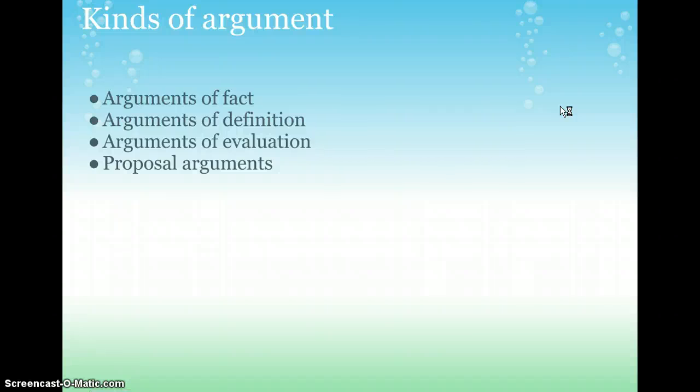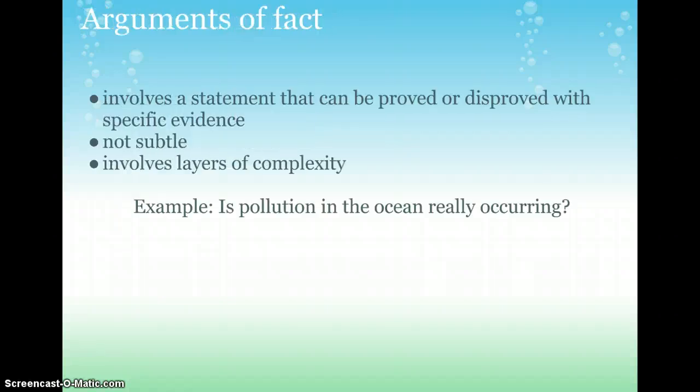Kinds of argument that Chapter 1 goes over. We've got arguments of fact, arguments of definition, arguments of evaluation, proposal arguments. We'll go into those in more detail. Arguments of fact involves a statement that can be proven or disproven with scientific evidence, specific evidence. It's not subtle. It involves layers of complexity, okay? It's basically saying, I can prove that something is true based on facts, okay?